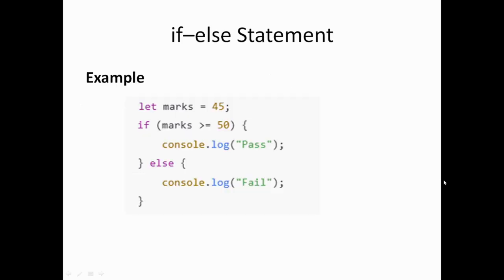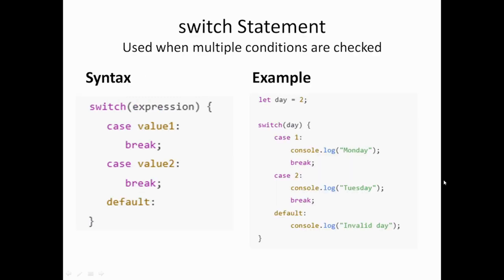In an if else statement, if the condition is true, execute the if block. Otherwise, execute the else block. Switch statement: based upon the expression value, match the case and execute that particular case statement. Break statement: once the break is executed, the control will come out of the switch block.